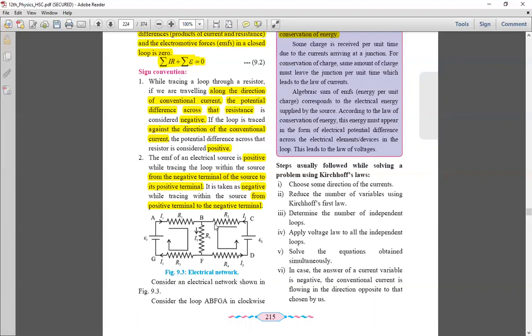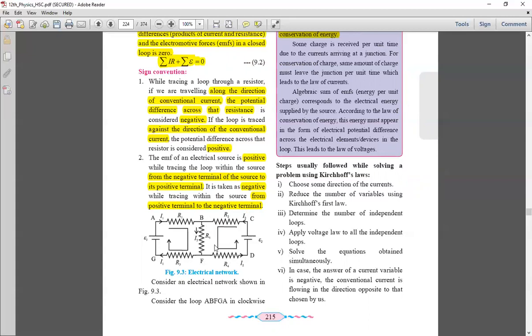You can start from any point, either B or F or D or C. You have four ways. You can also start this loop name from C: C, B, F, D, C, or C, D, F, B, C. It depends on you. No need to memorize everything. And the third loop is the big one, A, B, C, D, F, G, A, or A, G, F, D, C, B, A. So three loops.